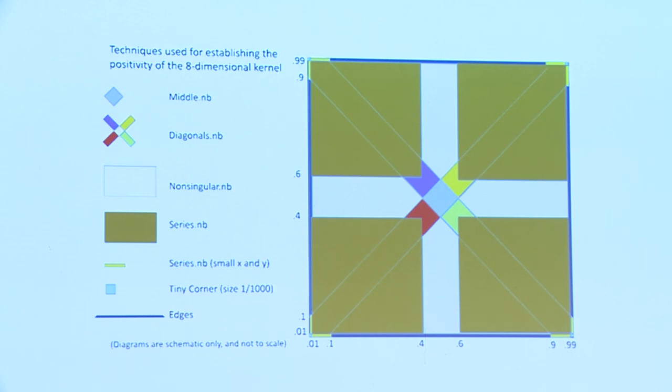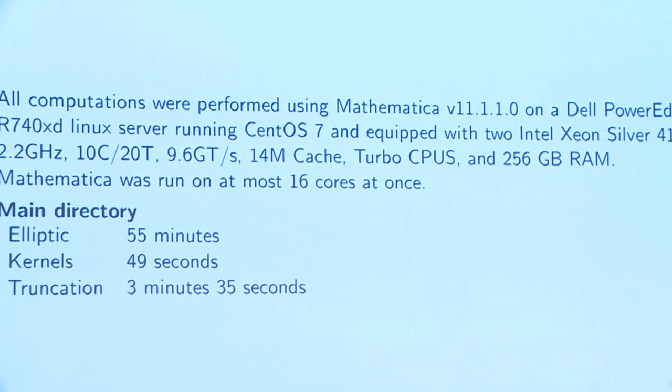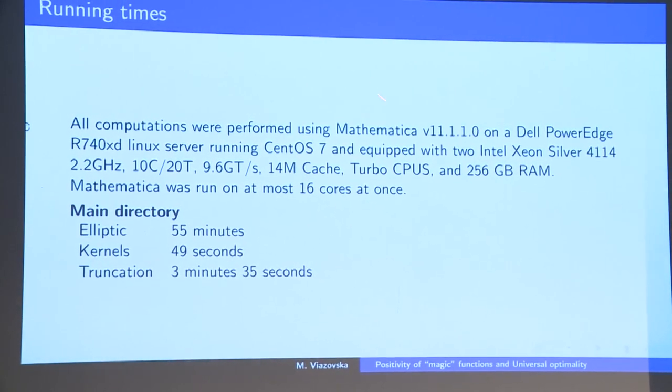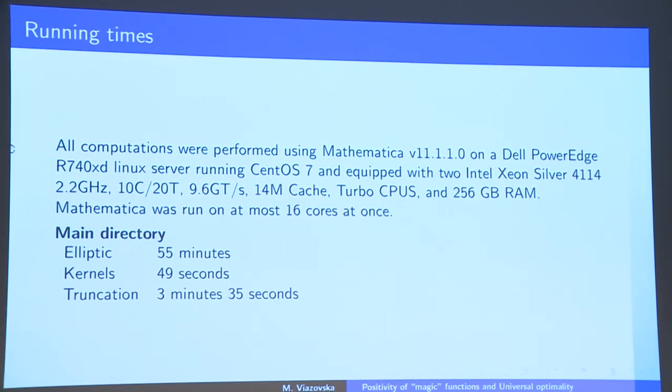And so then I can also tell you the running times of the program. As I said, all the computations were made in Mathematica. And here are some technical details about the computers. These computations were run by Steven Miller at Rutgers, and he used 16 cores to run Mathematica on it. Here we had some small files which run pretty quickly. We had to write down our own estimates for elliptic integrals, symbolic computations with kernels, and doing some parts of the truncation argument work.